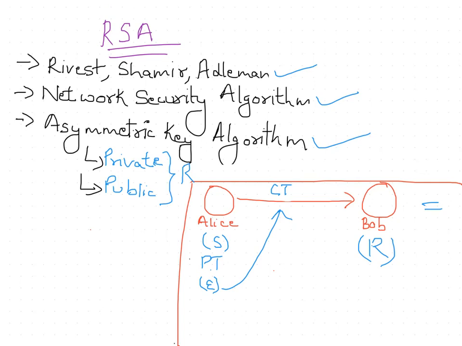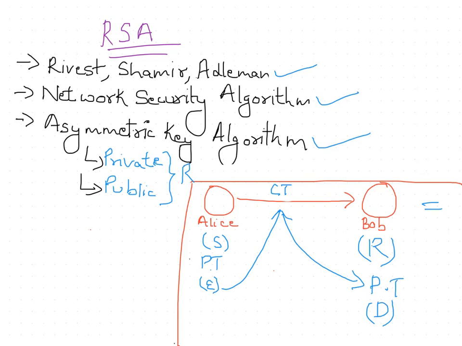When Bob receives this ciphertext, he's not supposed to process the ciphertext directly. He's supposed to first convert it back to plain text and then use the plain text for his personal purposes. So we need to convert the ciphertext back to plain text on the receiver side, and to do that we use the decryption algorithm. This is the basic concept of computer network security.